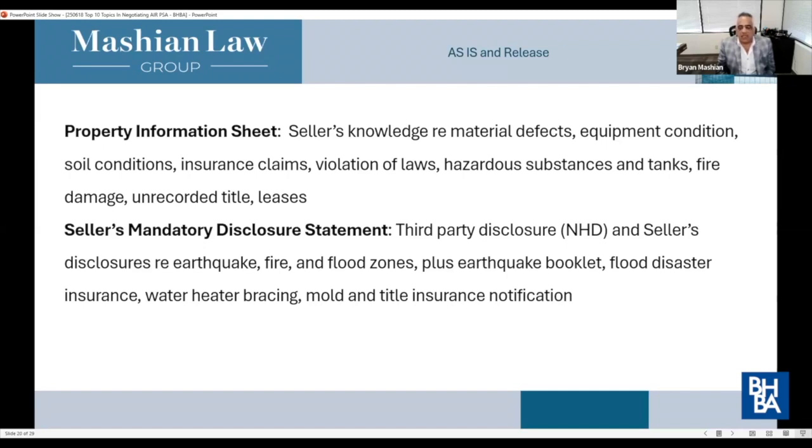And a lot of this is taken care of by this cottage industry that's popped up many years ago, where natural hazard disclosure is provided by the seller as part of the seller's mandatory disclosure statement to the buyer. The property information sheet is meant to satisfy the seller's common law duty of disclosure of defects that are known to the seller that would affect the value or desirability of the property. So these two, combined with the seller's warranties, and there is some overlap between the information that's in the seller's property information sheet and the seller's warranties in the body of the contract.